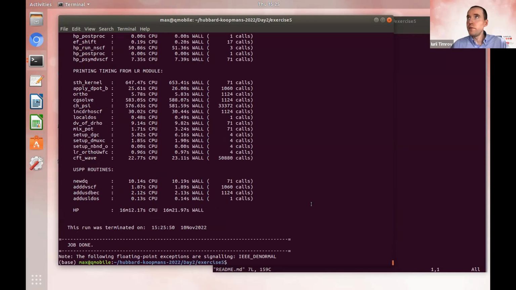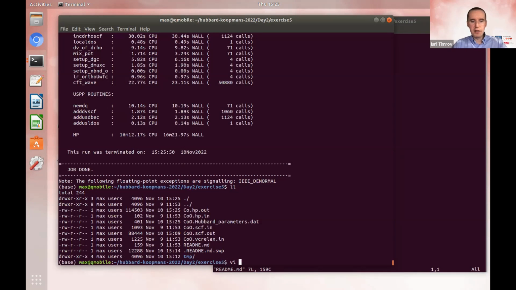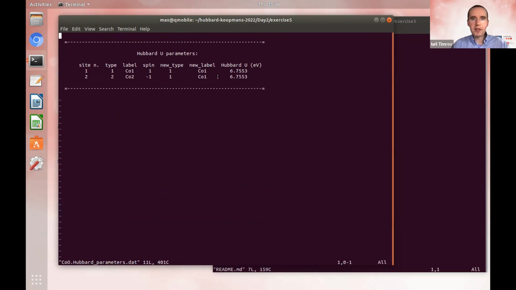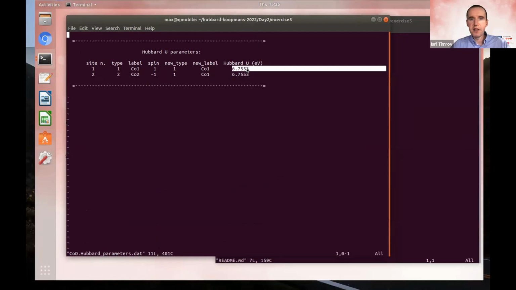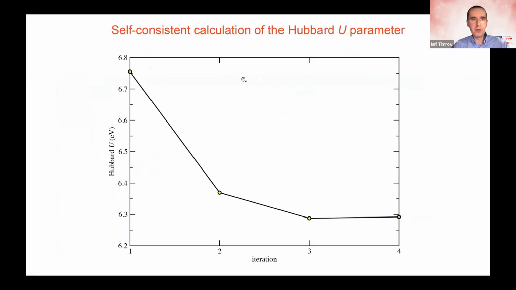Okay, so maybe I can take, let's check the outputs. You take the file cobalt oxide Hubbard parameters, and we see that the first one-shot calculation of Hubbard U gives us the value 6.76, which is exactly the same value which is reported here. That was the first iteration. Then you can do later today on your own the second, third, and the fourth iteration. But first, don't forget to perform DC relax after this run.